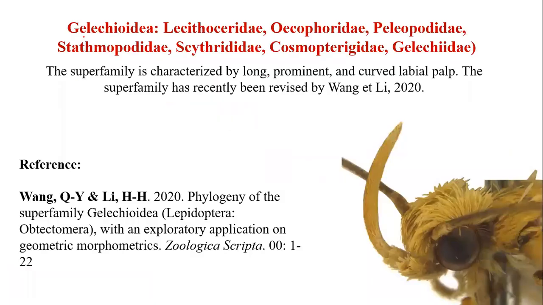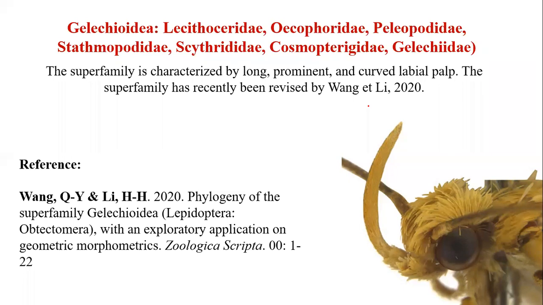Now, the next group, the most species-rich and most diverse group of Microlepidoptera, the great Gelechioidea superfamily. This superfamily has had many ups and downs in the history of its taxonomy. And recently, back in 2020, Wang and Li revised this superfamily, and based on their findings, now this superfamily is characterized by 20 families.